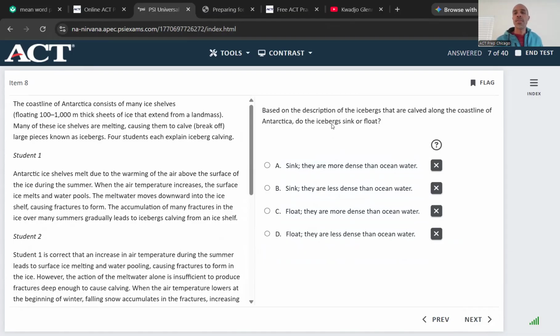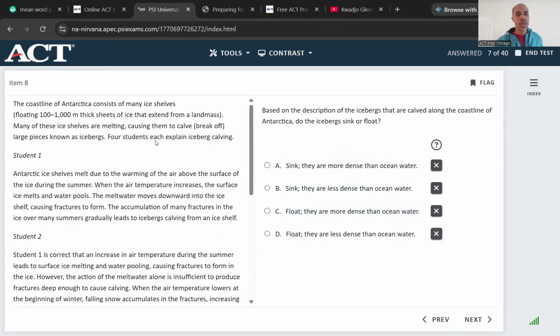Based on the description of the icebergs that are calved along the coastline of Antarctica, do the icebergs sink or float? What's the description? Many ice shelves, floating sheets of ice hundreds of meters thick, extend from a landmass. Many of these shelves are melting. Are they less dense or more dense than ocean water? These are ice shelves.